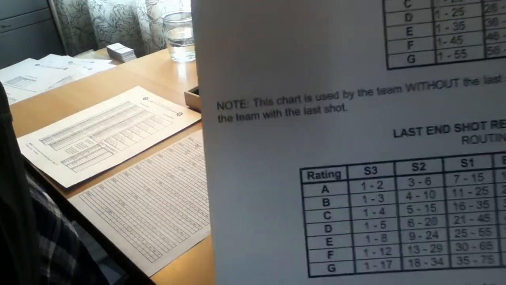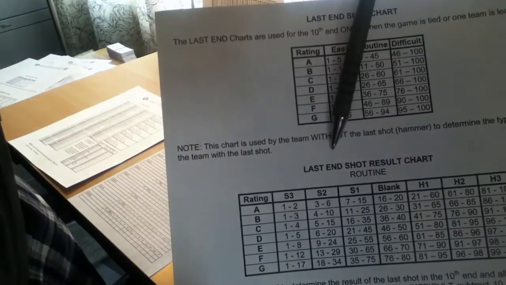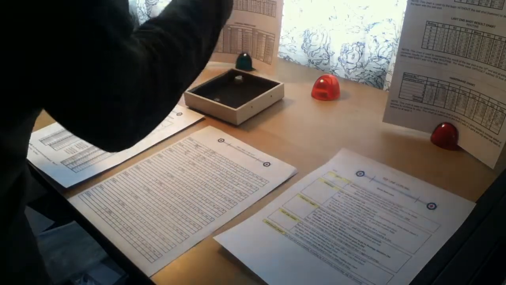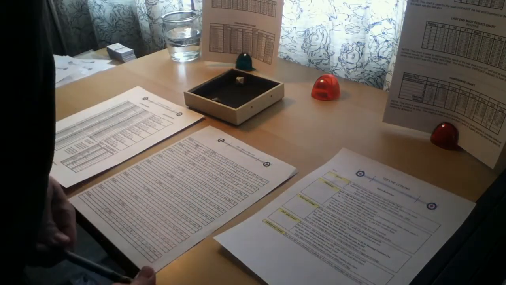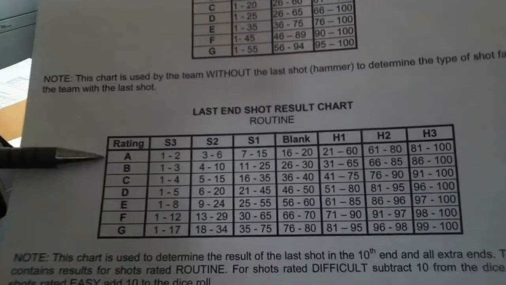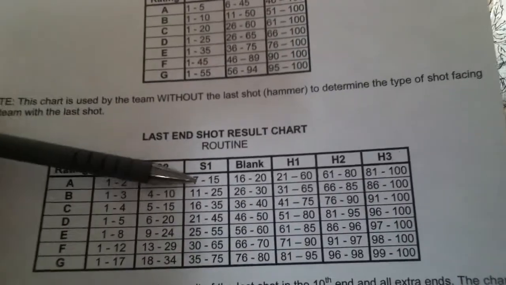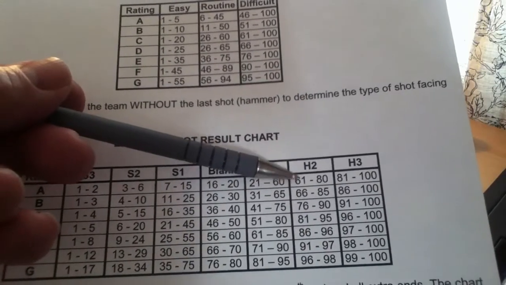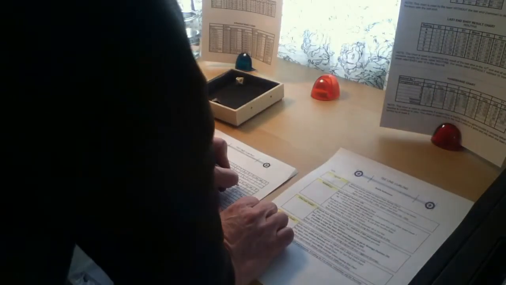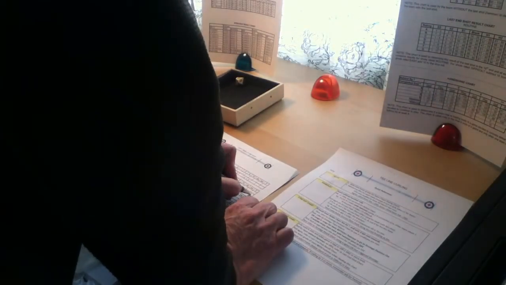We're going to be looking at the last end shot result chart. So the roll is 74. Now for a difficult, because it's a difficult shot, we have to subtract 10 from this roll, so it's a 64. Manitoba's rating A, and 64 falls in the H2 range. So Manitoba scores 2 with a hammer in the last end and wins it 6-5.